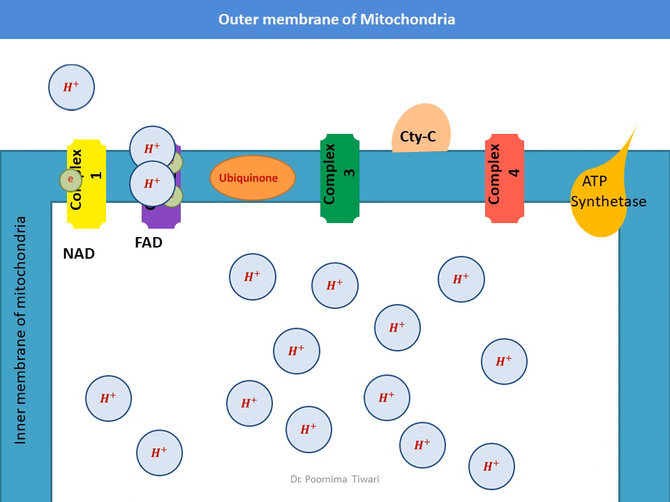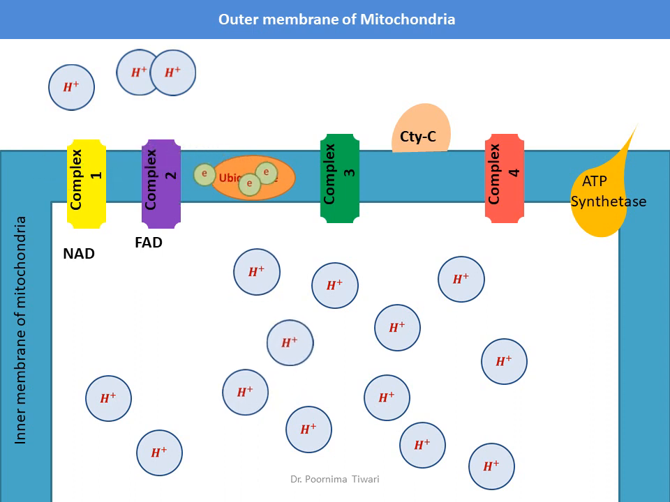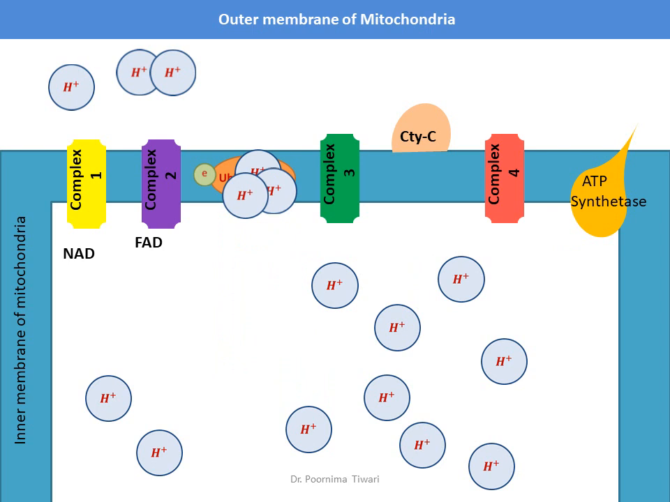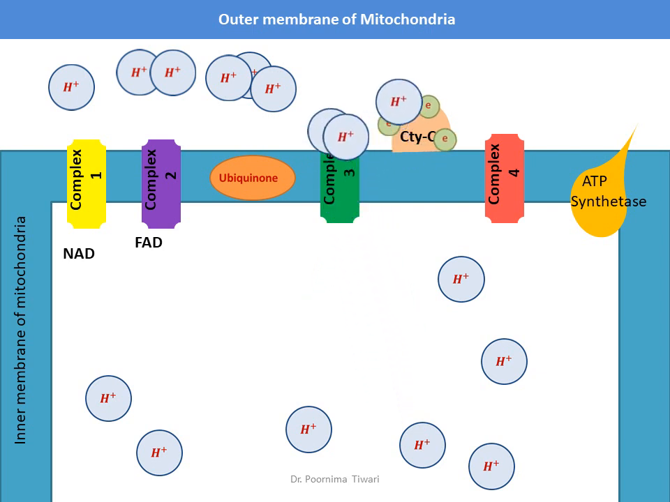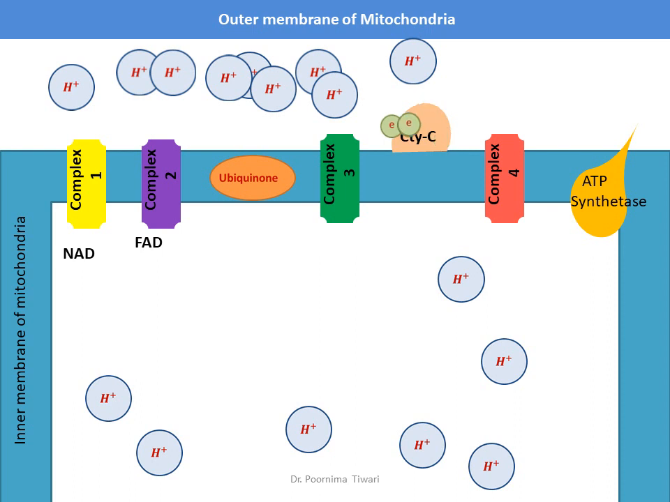H ions are thrown in the intermembranous space. The electrons from complex 1 and complex 2 go to ubiquinone, which accepts H ions to become ubiquinol. Electrons are transferred to complex 3 and H ions go in the intermembrane space. The electrons then go to cytochrome C from complex 3 and H ions are again similarly moved into the intermembrane space. Cytochrome C transfers the electron to complex 4.